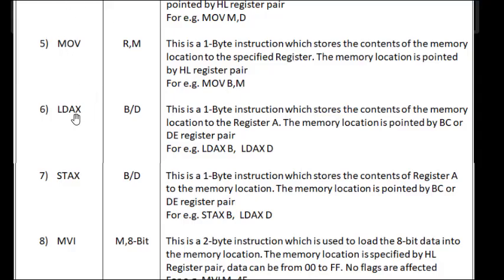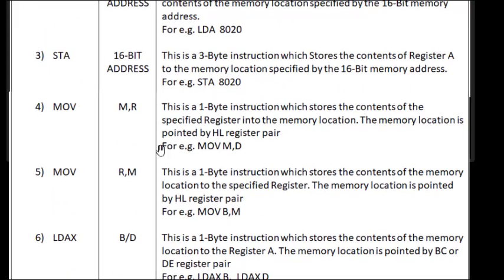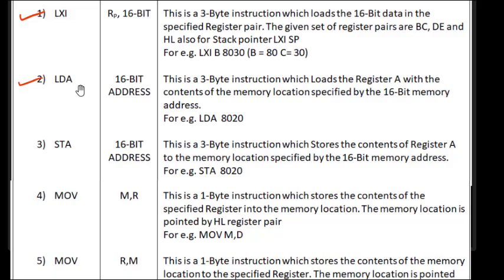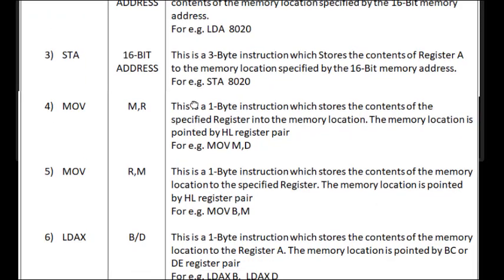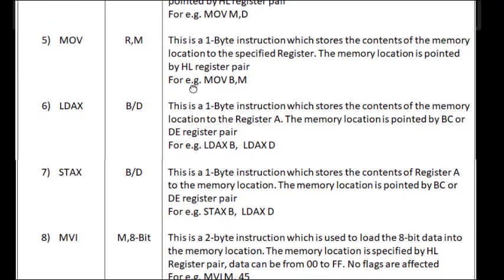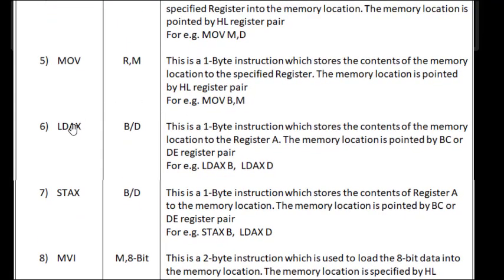Next we have the instruction LDAX. The full form of LDAX is load accumulator indirect. In the previous lecture we did LDA. The full form of LDA is load accumulator direct, and LDAX is load accumulator indirect. There are two instructions, LDAX B and LDAX D. There is no LDAX H. So we only have two, LDAX B and LDAX D.